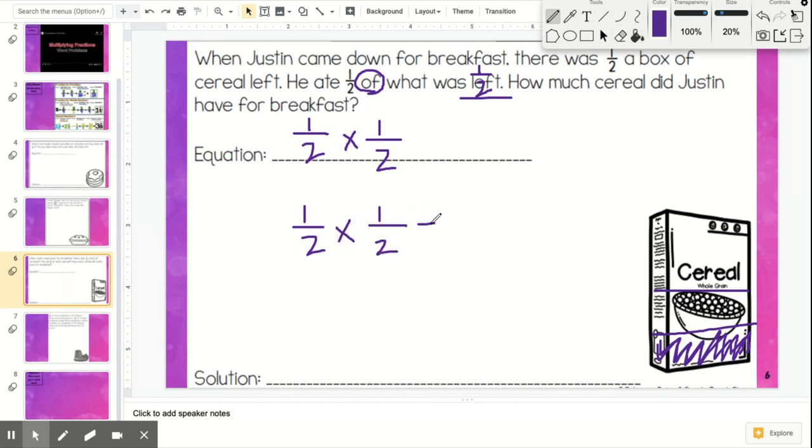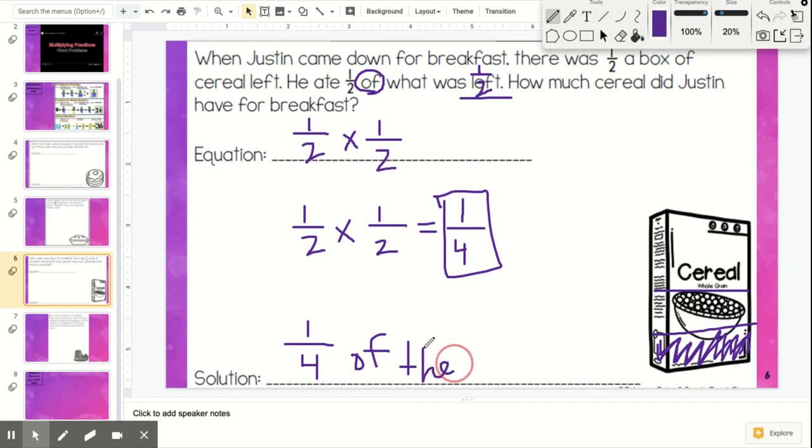If we multiply the top numbers, 1 times 1 is 1. Bottom times bottom, 2 times 2 is 4. And 1/4 cannot be simplified. So that is your final answer. That is your solution to this problem. Justin ate 1/4 of the box for breakfast. That kind of seems like a lot of cereal.